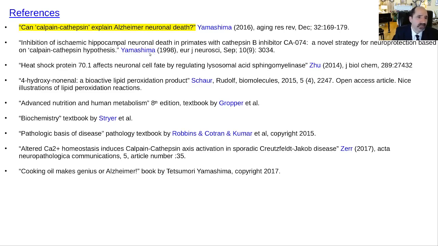Here's another paper by Yamashima. And then let's see, which one I think is interesting. Heat shock protein affects neural fate. Okay. Shibata's paper I thought was good, for 4-hydroxynonenal, a bioactive lipid peroxidation product. This is a good nutrition and metabolism book by Gropper, Advanced Nutrition and Human Metabolism. I like that one.